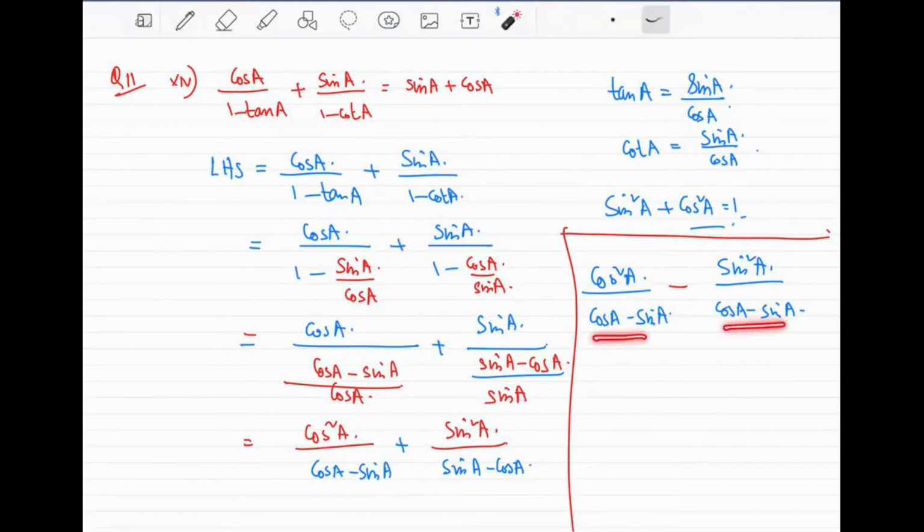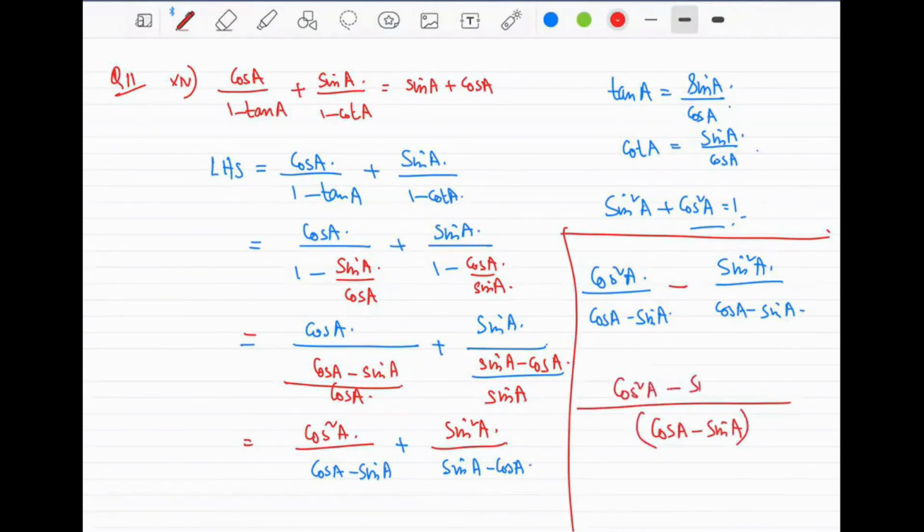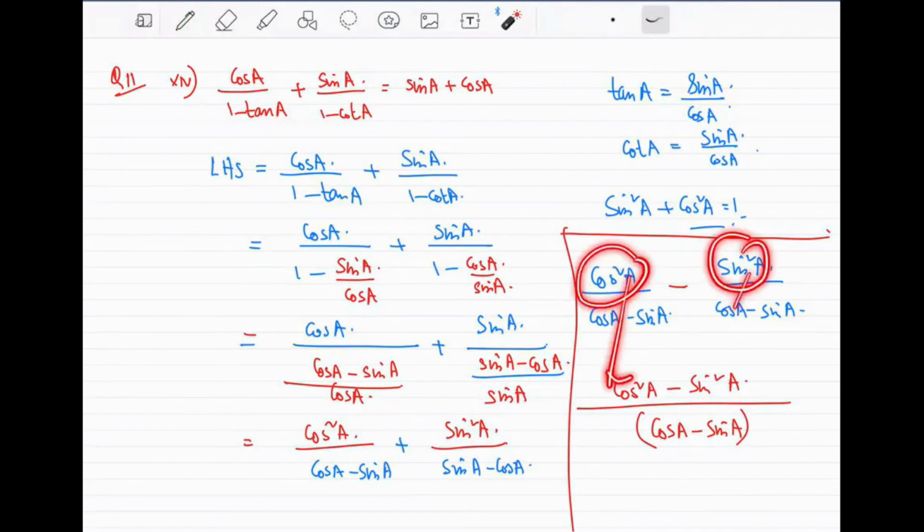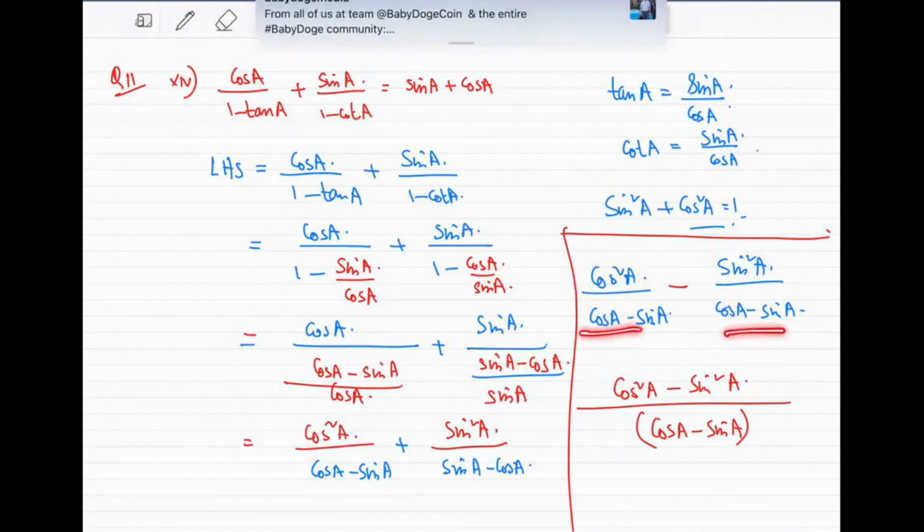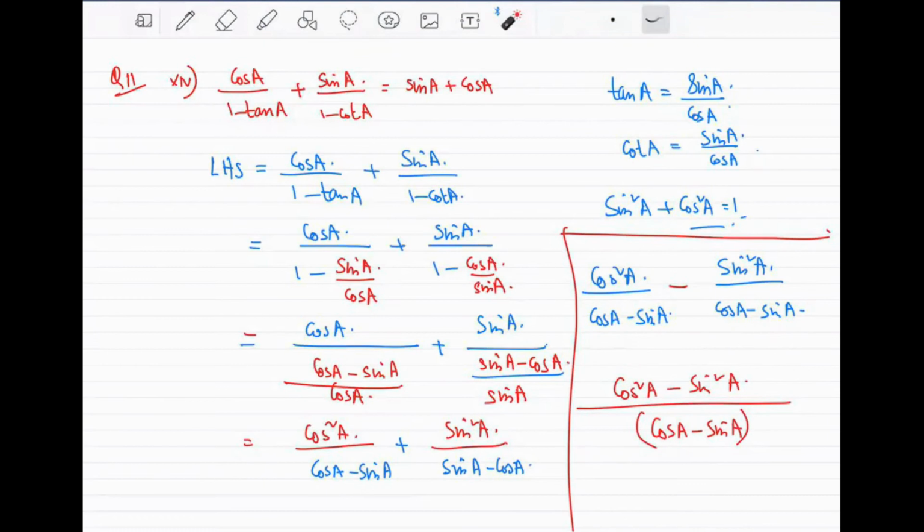If denominators are the same, then we can put these two together. All right. If the denominators are the same, we will have cos A minus sine A in the denominator. We are putting them together: cos square A minus sine square A. This is here, this is here. We're just taking the denominator common. That's it. What you can do from here is the numerator part.